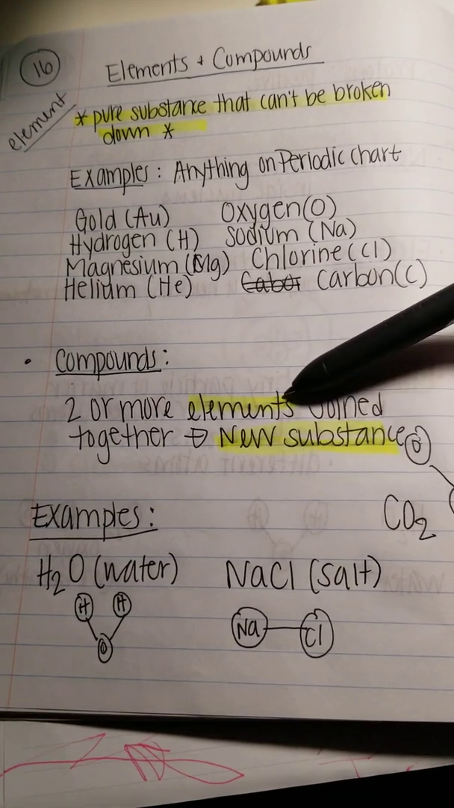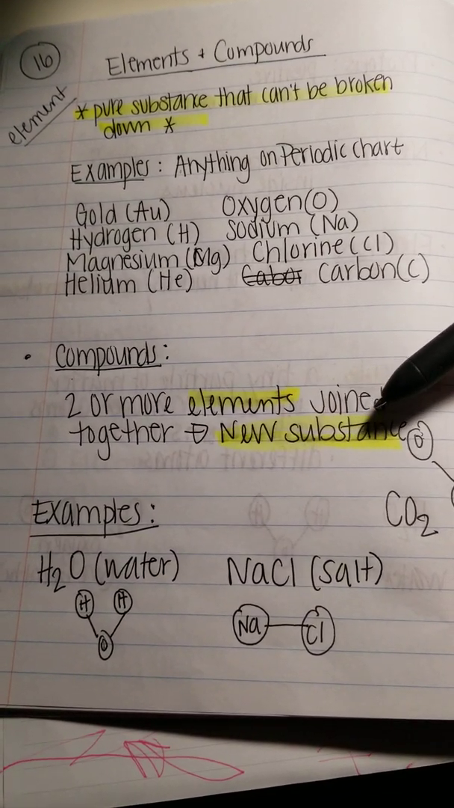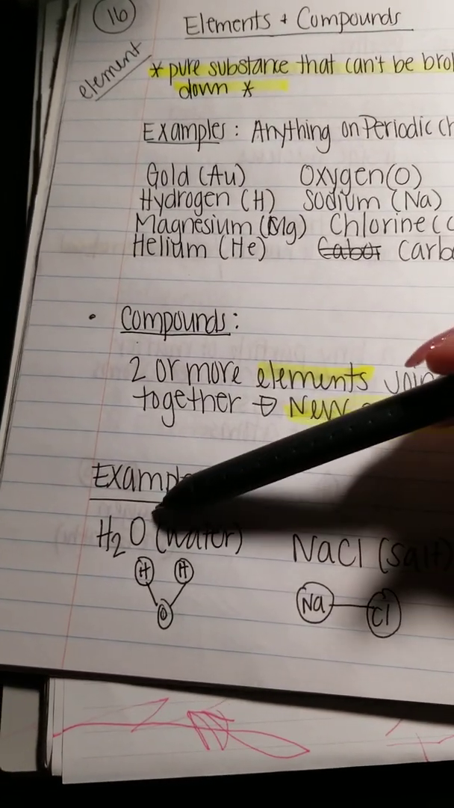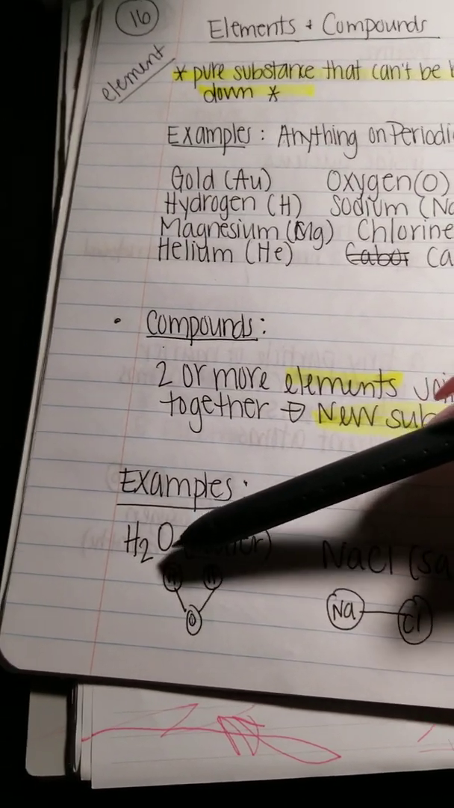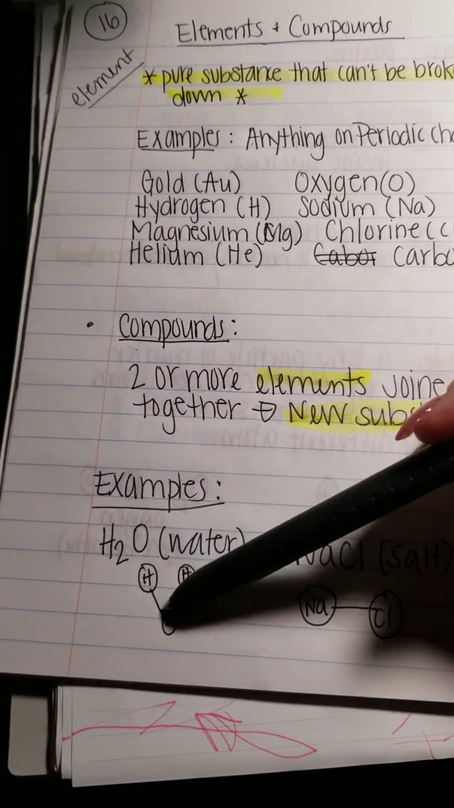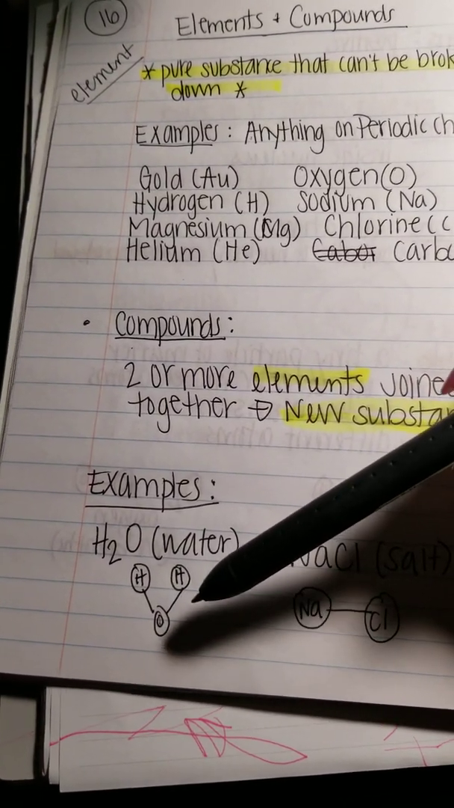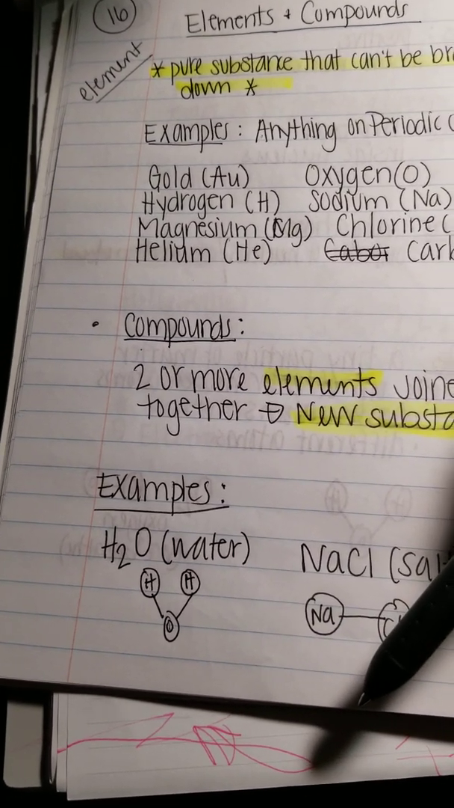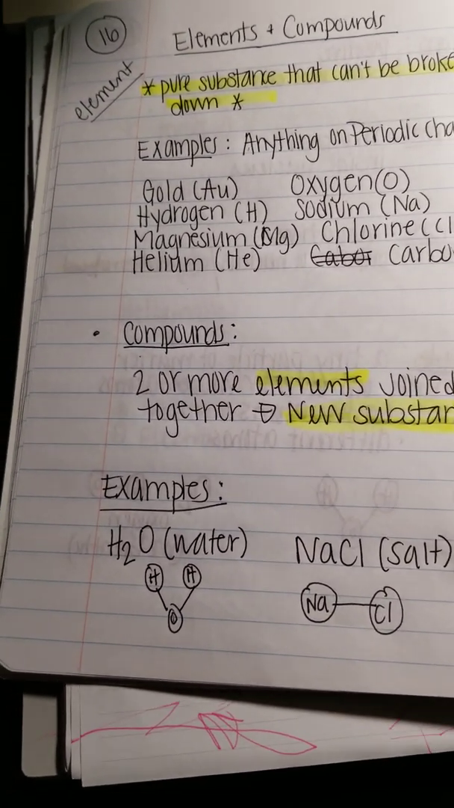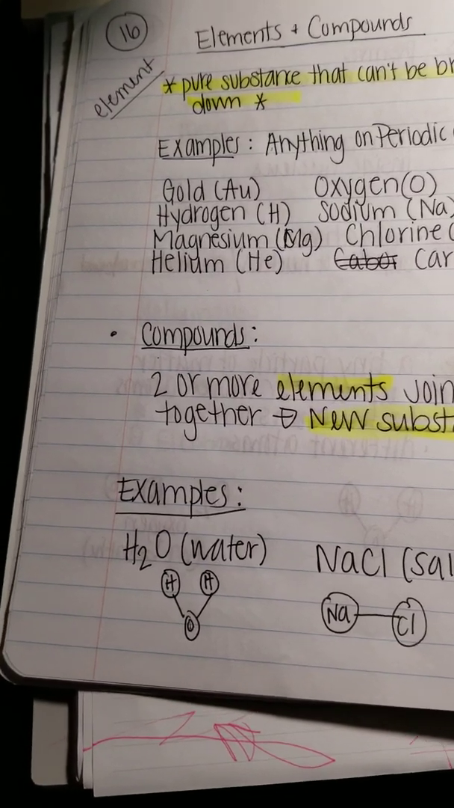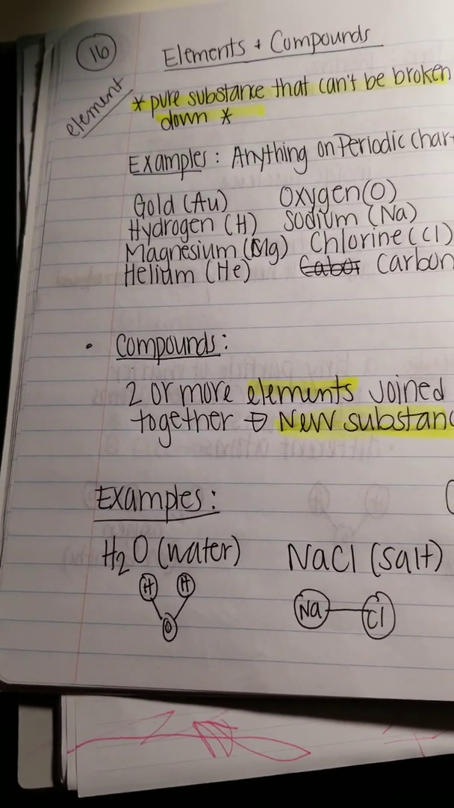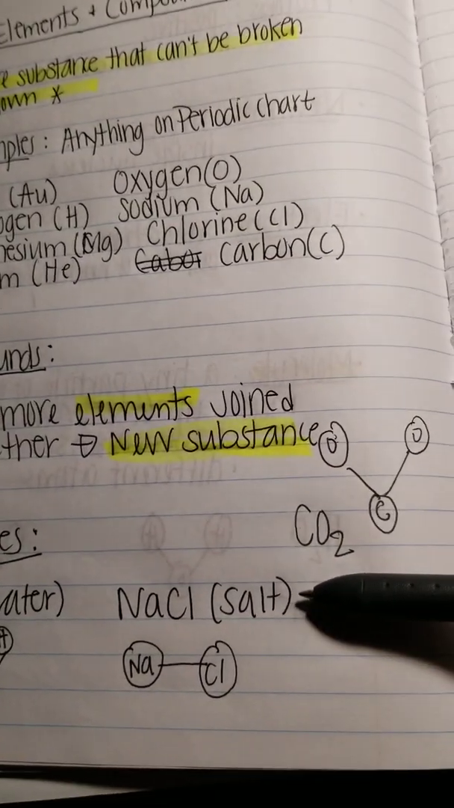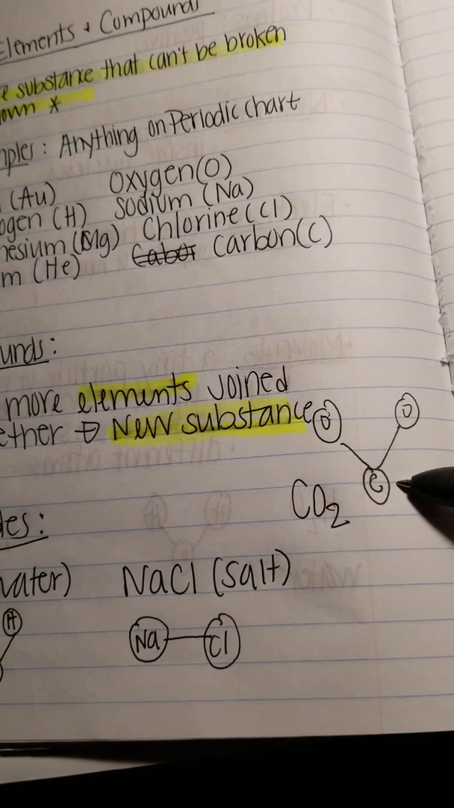Two or more elements, which is the key word, joined together, and they make a new substance. So for example, I have my water. I have two hydrogen and I have an oxygen. So two hydrogen and an oxygen, when they're put together chemically bonded, they're going to create water. Hydrogen by itself does not create water. But when I chemically bond it with another hydrogen and an oxygen, it's going to create a new substance. Same with table salt and carbon dioxide.